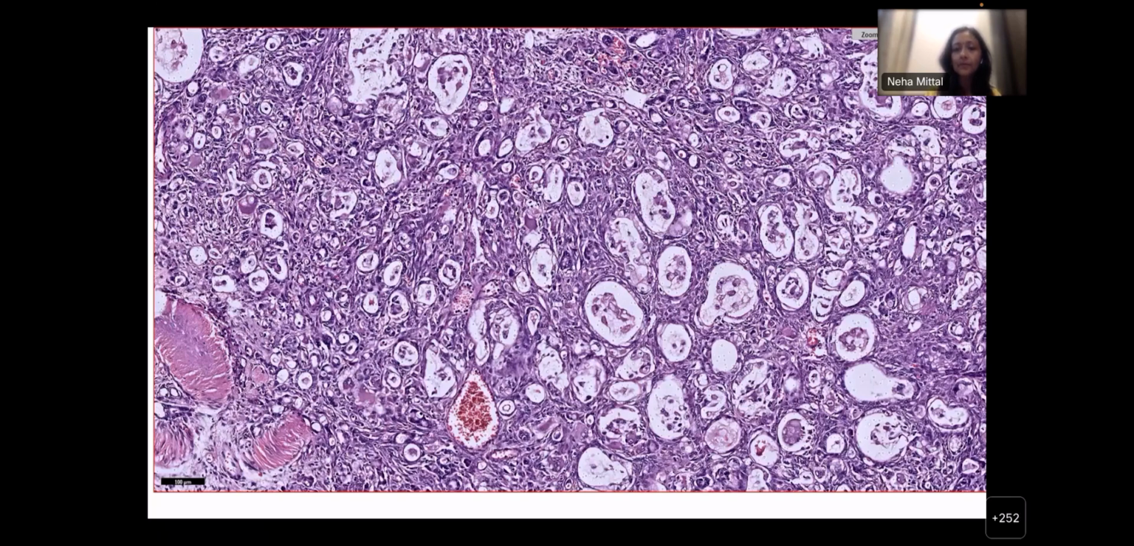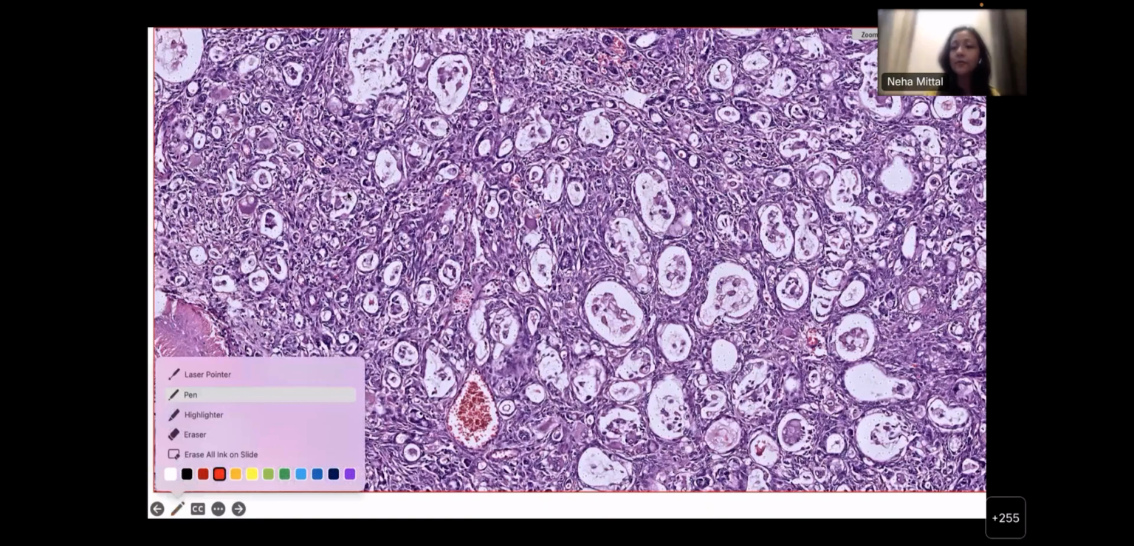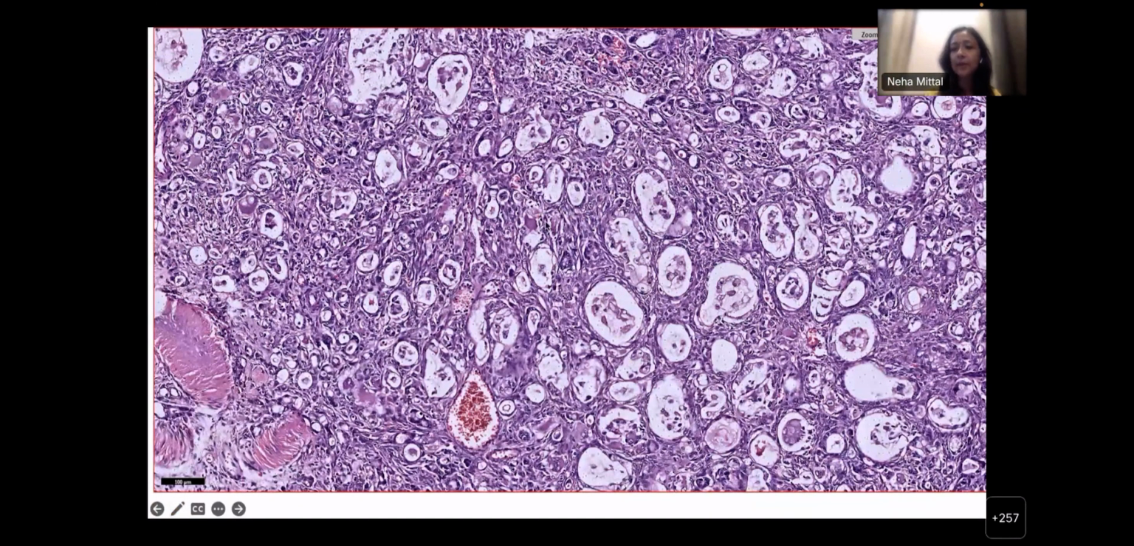Yes, ma'am. It can present as fleshy, reniform, gelatinous on gross appearance. Absolutely. So depending on the amount of mucin, yes, you will have the gross appearance, and these are all gross appearances that you can get in such cases.